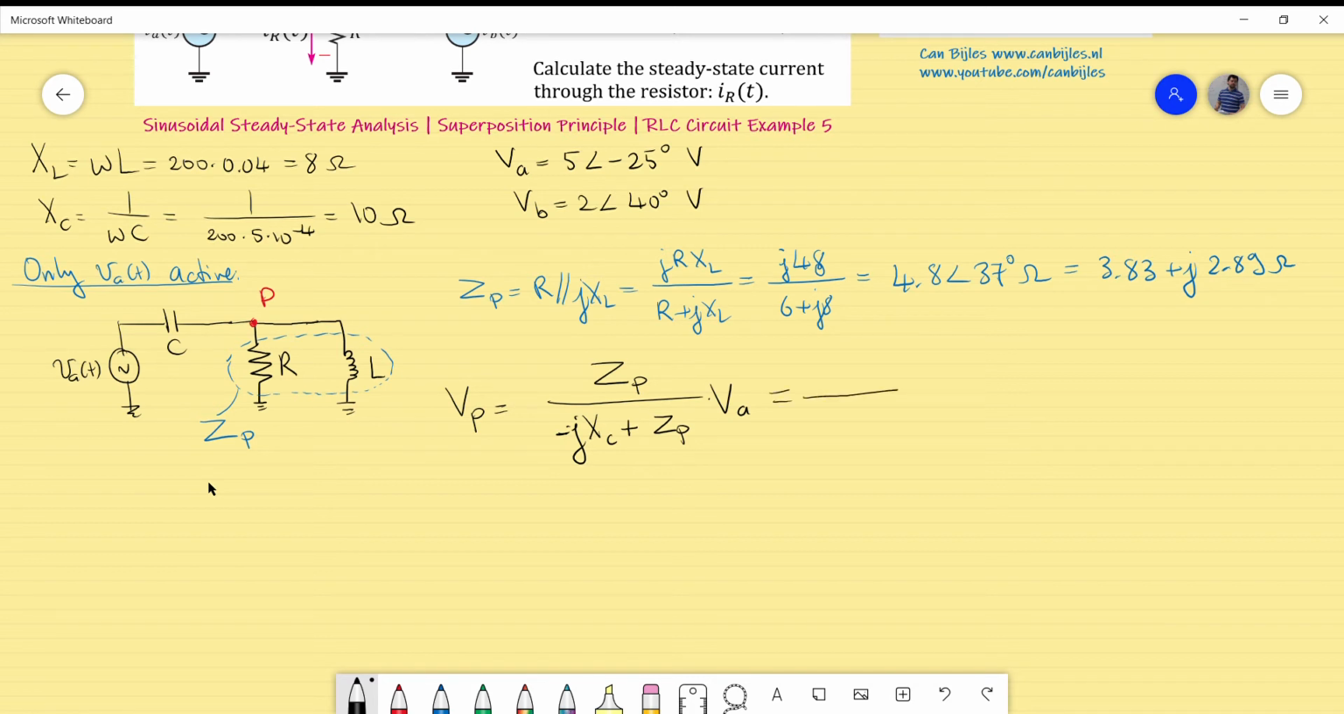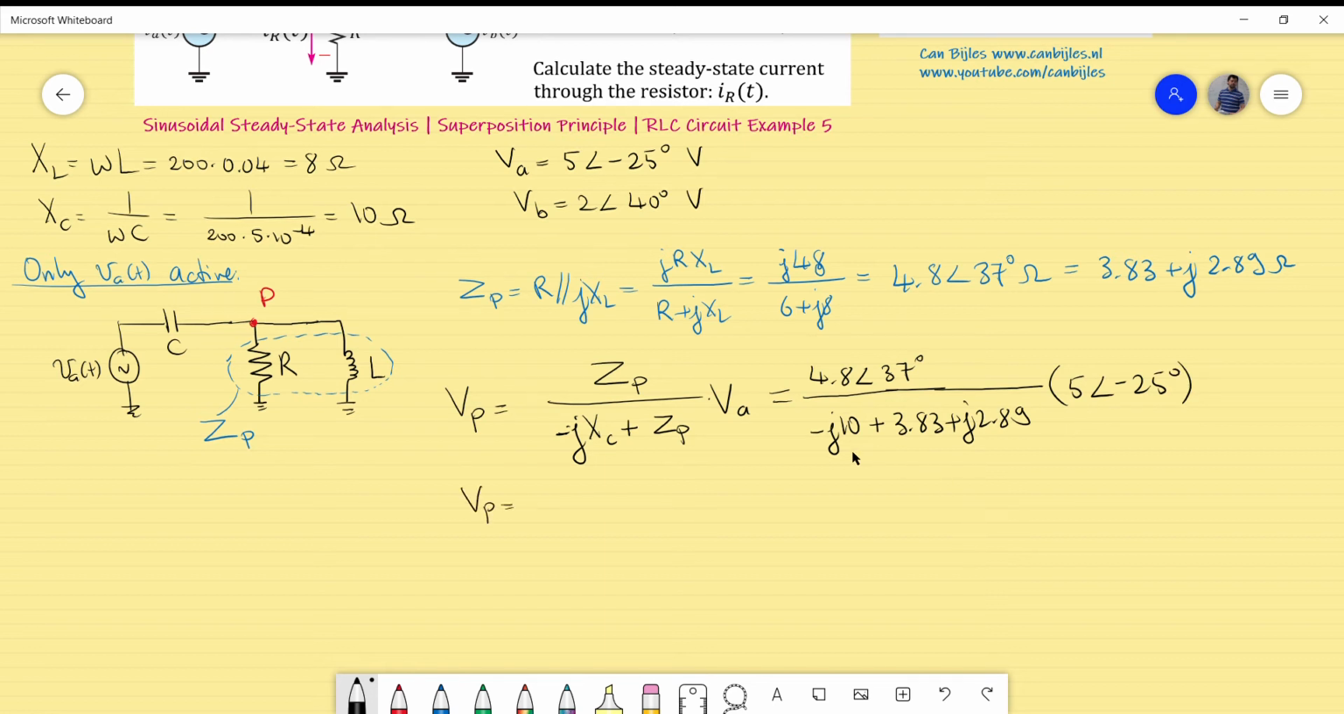Now if I continue, I will substitute the values here in the polar representation because I would like to divide. So I will have 4.8 phase 37 degrees, divided by minus J10, and I will have the ZP in rectangular representation because I would like to add. So it will be 3.83 plus J2.89. And I will have the VA, and we have already determined that it is 5 volts with a phase of minus 25 degrees.